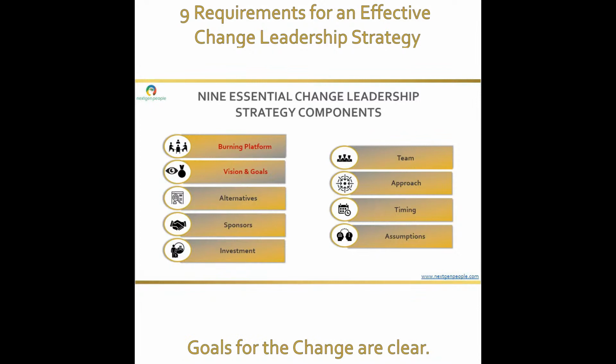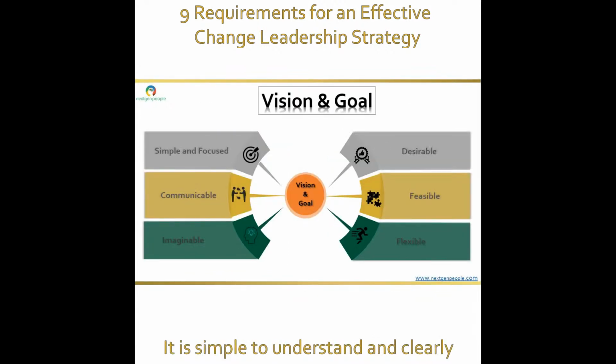Number 2 is ensuring that the vision and related goals for that change are clear to you and clear to everyone who is going to need to be a support in making the change happen. Borrowing from the wise words of Kotter, there are certain checklists that are needed to ensure that your vision is clear and it makes sense. That includes ensuring that it's simple to understand and it's clearly focused on a specific direction or thing. It is communicable. So that means it's able to be communicated to others in a way that they easily understand. It is imaginable.